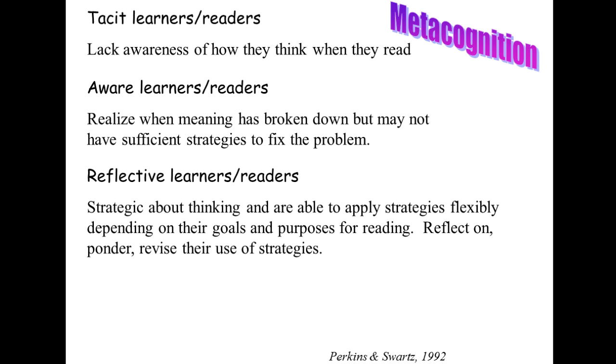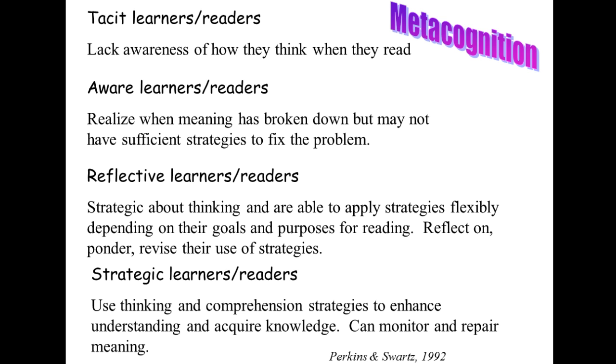Reflective learners and readers are strategic about thinking and are able to apply strategies flexibly depending on their goals and purposes for reading. They reflect on, wonder about, and revise their use of strategies. Strategic learners and readers use thinking and comprehension strategies to enhance understanding and acquire knowledge. They can monitor and repair meaning.